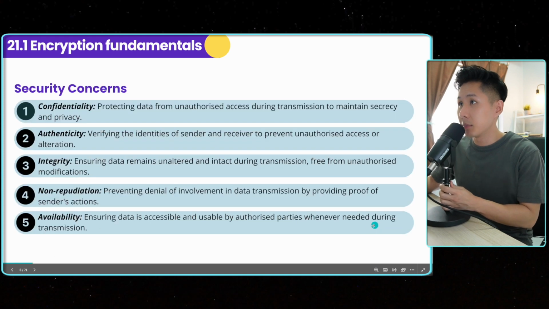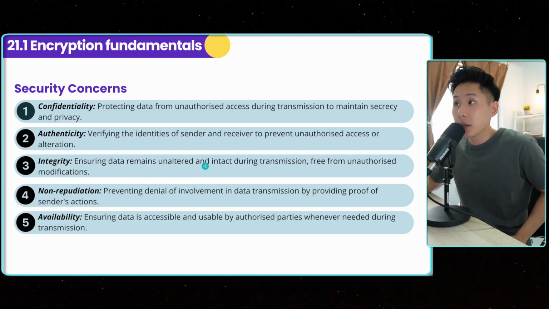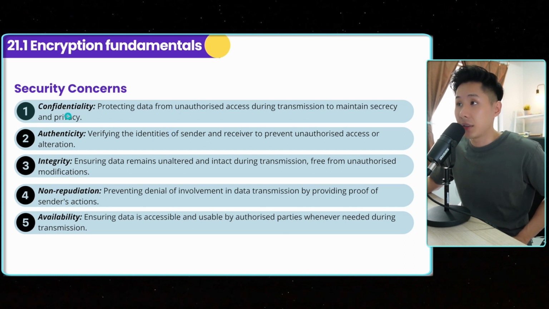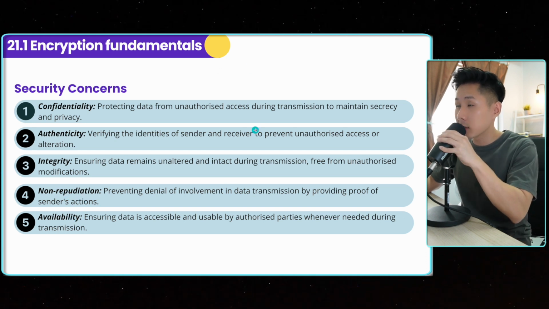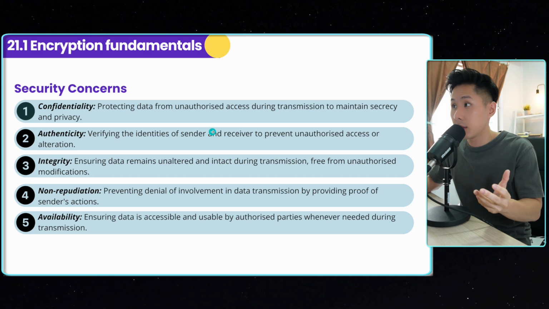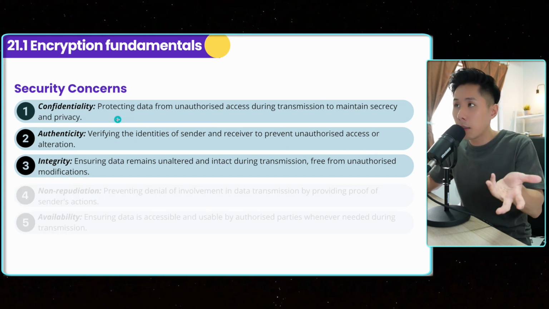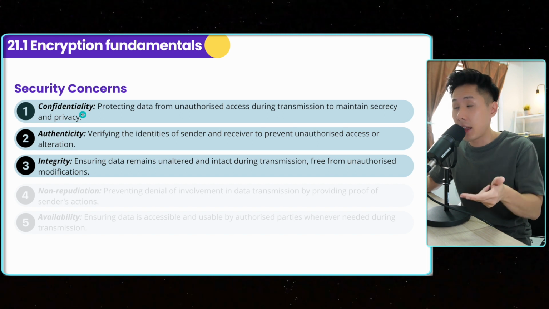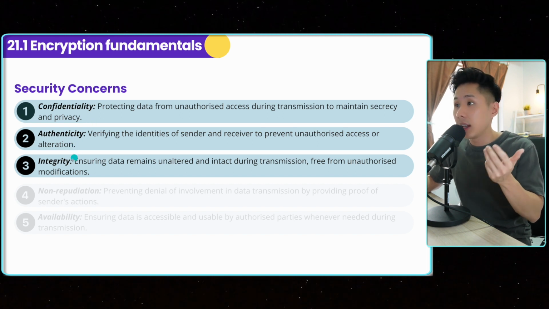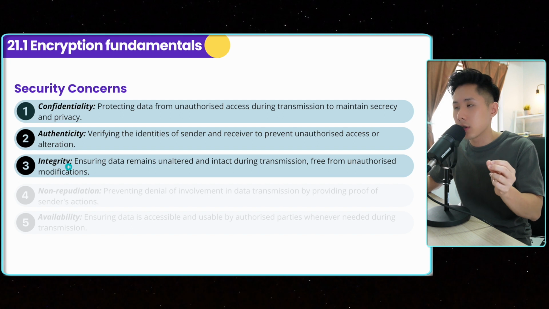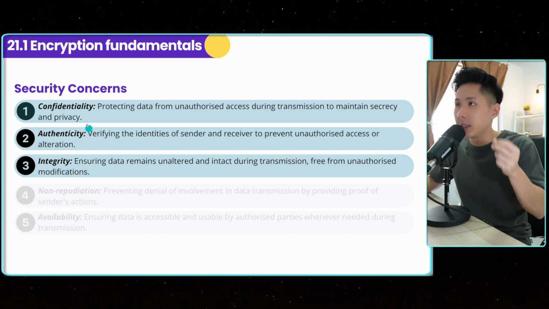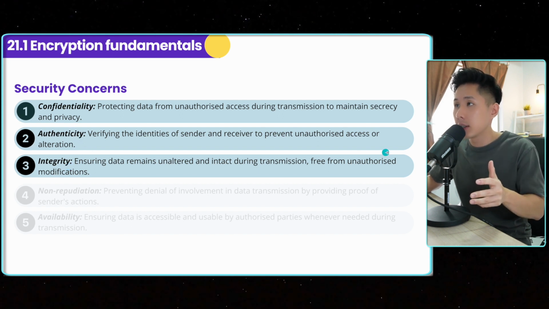So that's some terminology. And here are a few security concerns when transmitting data online: confidentiality, authenticity, integrity, non-repudiation, availability. So the description of it is as such. You can read it from the slide. And what encryption solves is mainly the top three security concerns: confidentiality, authenticity, integrity. And we'll talk about how encryption ensures that these concerns are being taken care of.